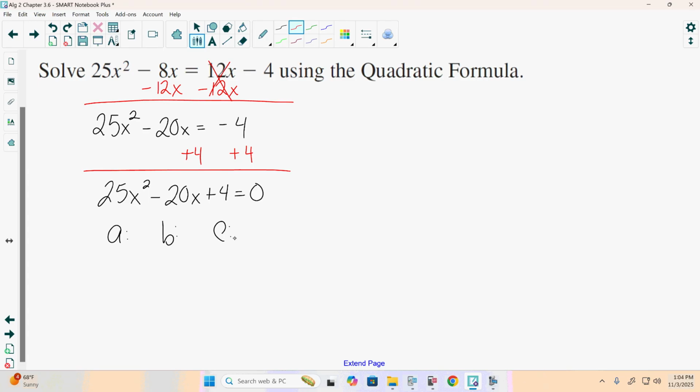All right. Now we need to find the values of a, b, c, yes? What's the value of a? 25. B is? 20. Almost. Negative 20, because we got to take the sign with it. And c is just positive 4. Because if we have a minus or negative in front of it, we got to take the negative or the minus with it.